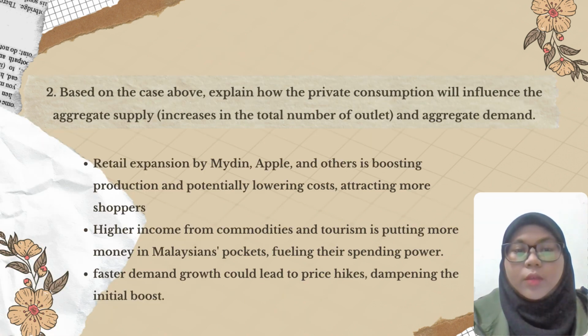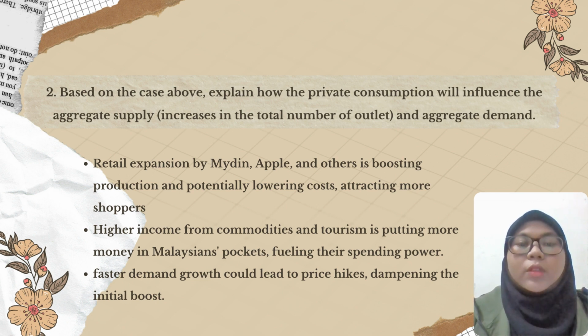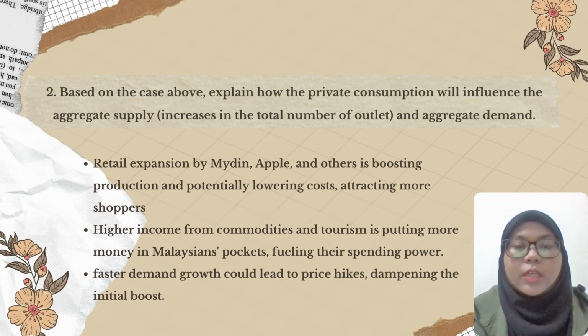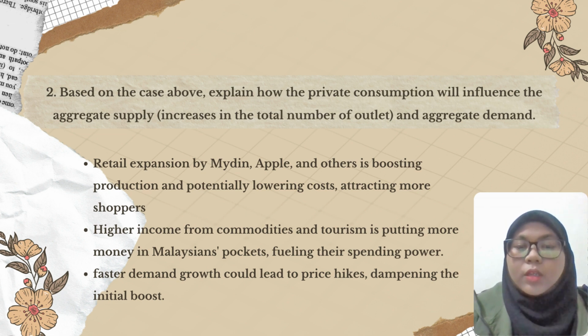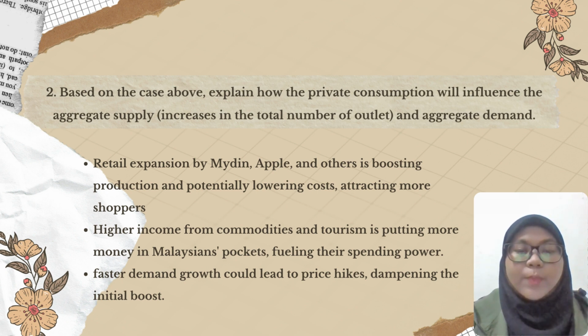Question 2. Malaysia private consumption fuelled by retailer expansion and rising commodity price could spark a double boost to the economy, which is supplying more goods and service, aggregate supply, and driving people to buy them, aggregate demand. Retail expansion by Mydin, Apple, and others is boosting production and potentially lowering costs and attracting more shoppers. Higher income from commodities and tourists is putting more money in Malaysian pockets, fueling their spending power.